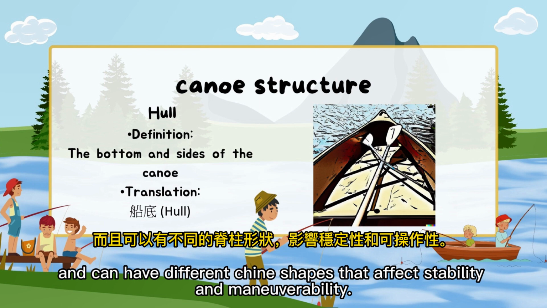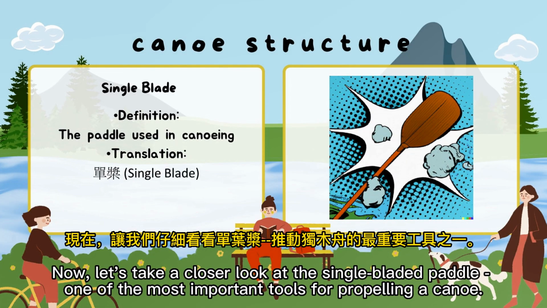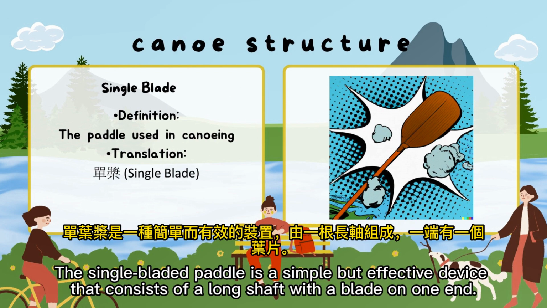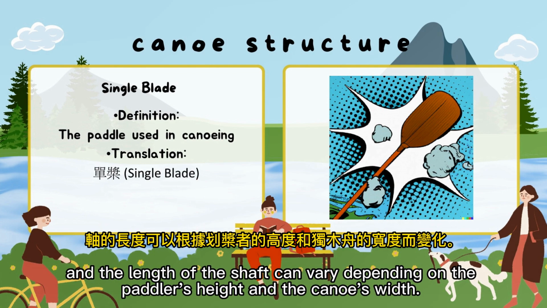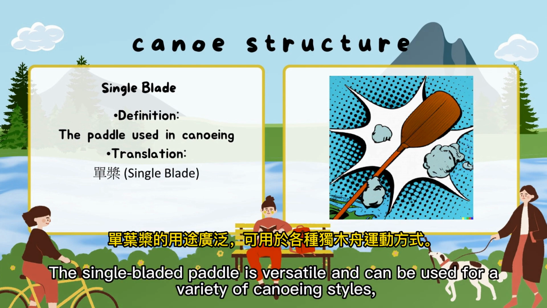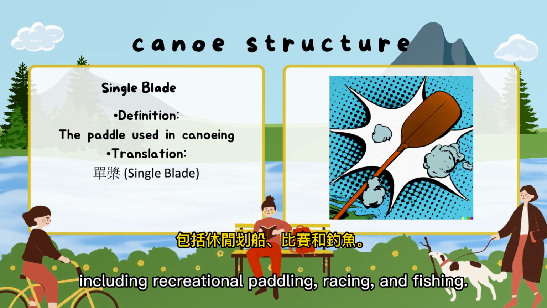Now, let's take a closer look at the single-bladed paddle, one of the most important tools for propelling a canoe. The single-bladed paddle is a simple but effective device that consists of a long shaft with a blade on one end. The blade can vary in shape and size, and the length of the shaft can vary depending on the paddler's height and the canoe's width. The single-bladed paddle is versatile and can be used for a variety of canoeing styles, including recreational paddling, racing, and fishing.